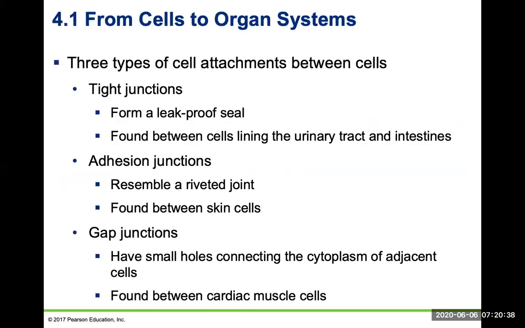Then we'll look at how cells are attached to each other. We can have a tight junction, an adhesion junction, or a gap junction. Tight junctions form a leak-proof seal, and they are found between cells lining the urinary tract and intestines. Adhesion junctions resemble a riveted joint, and they are found between skin cells. And gap junctions have small holes connecting the cytoplasm of adjacent cells, and they're found in your cardiac muscle cells in your heart.